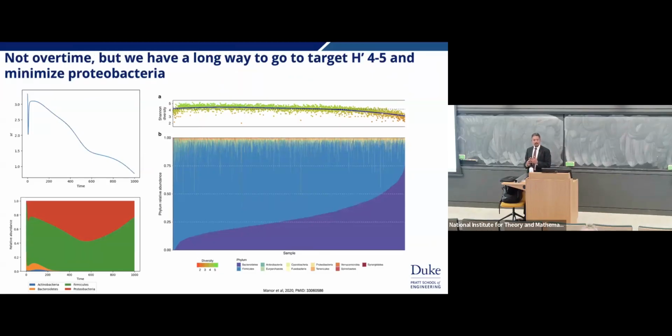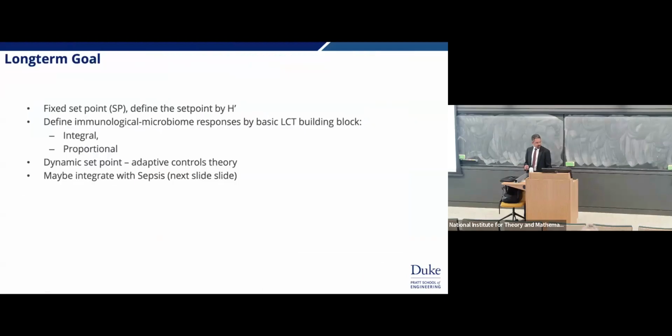While right now I'm able to get some model convergence, we still have a pretty long way to go to minimize both this proteobacteria behavior as well as to drag that Shannon diversity index up to where it should be. Right, so it should be somewhere hovering between 4 and 5 if I have the right immune signaling and the right microbiome signaling, but right now I'm nowhere near there.